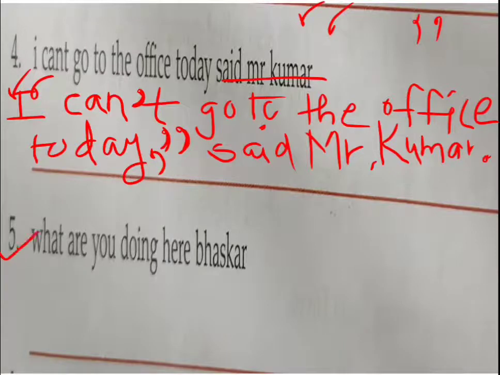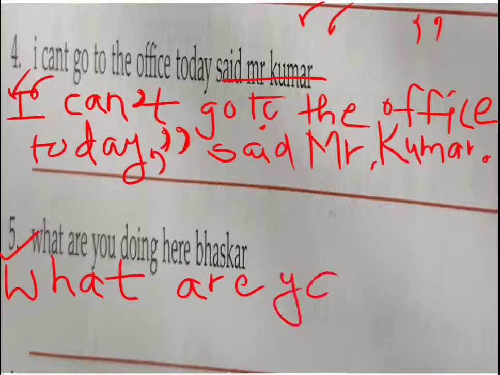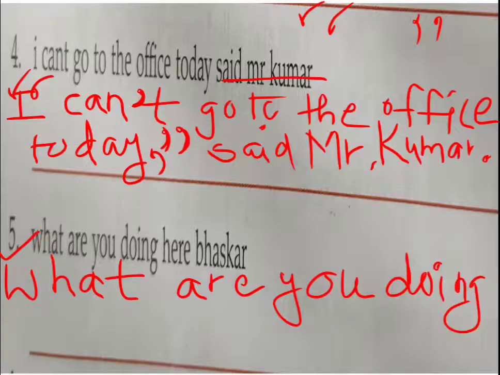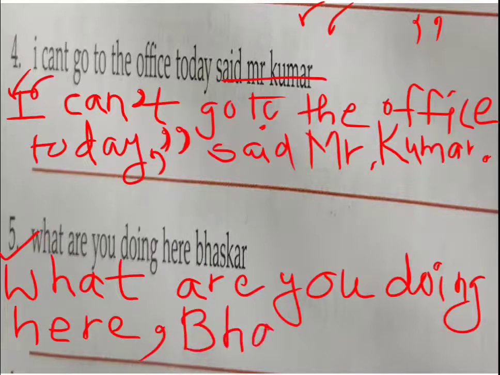Now look at number 5. What are you doing here, Bhaskar? You are asking Bhaskar, so it's a direct question first of all. So a question mark will come and your sentence will start with a capital letter. What are you doing, after doing a comma. Bhaskar is the name of a person, B capital. What are you doing, Bhaskar? It's a direct question. We have to put a question mark, not only a full stop.